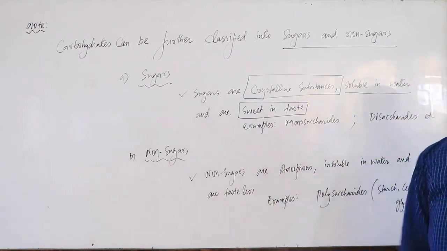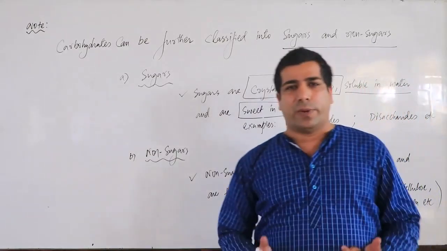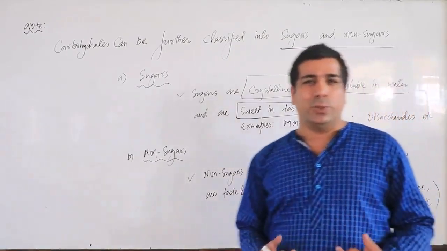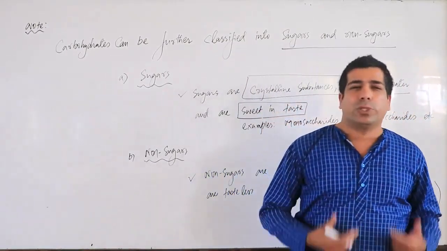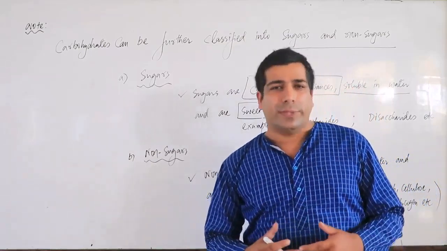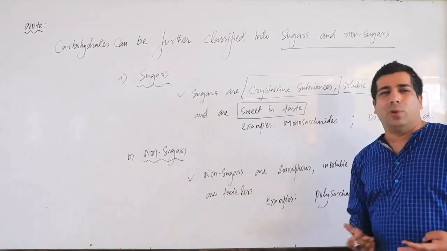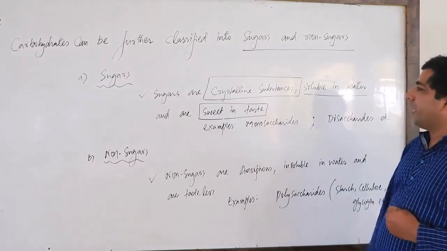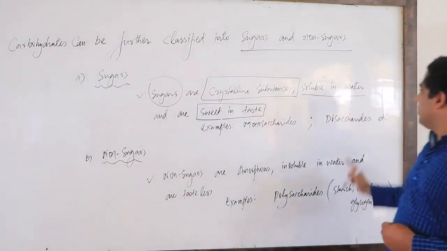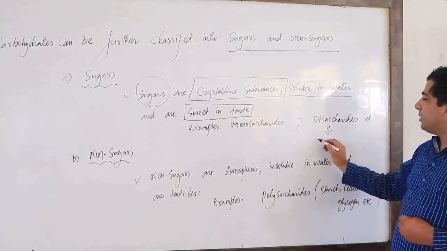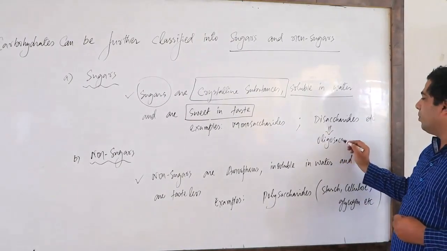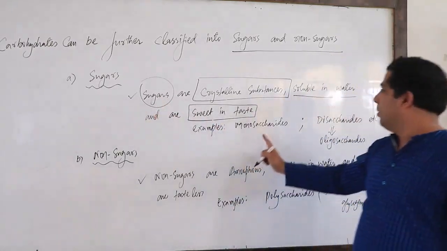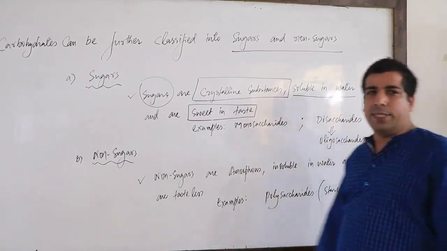Examples are monosaccharides. I have already discussed monosaccharides. You will have glucose, fructose, mannose, galactose, sorbose, ribose, ribulose, threose, xylose. There are so many monosaccharides which I have already discussed. They are all sweet in taste and they are sugars. And even disaccharides. I told you last time that disaccharides are a part of oligosaccharides. So they are also considered sugars. Monosaccharides and disaccharides are considered sugars.